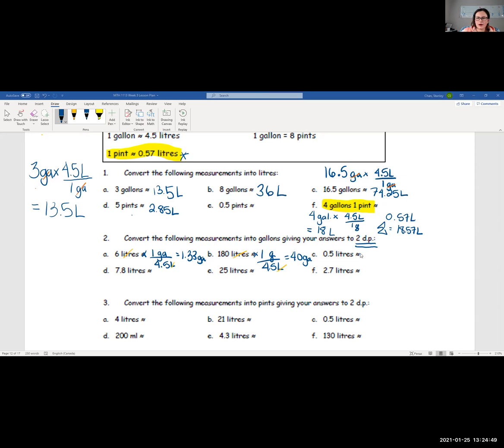Okay, let's try one more. We're going to multiply this by our conversion factor. So this is the conversion factor right up top at the very top left. So multiply this by 1 gallon divided by 4.5 liters. Liters cancels with liters, and we're left with 0.5 divided by 4.5 equals 0.011111. So we'll just round that to 2 decimal places, GA. So that's the way we would convert from liters back over to gallons.